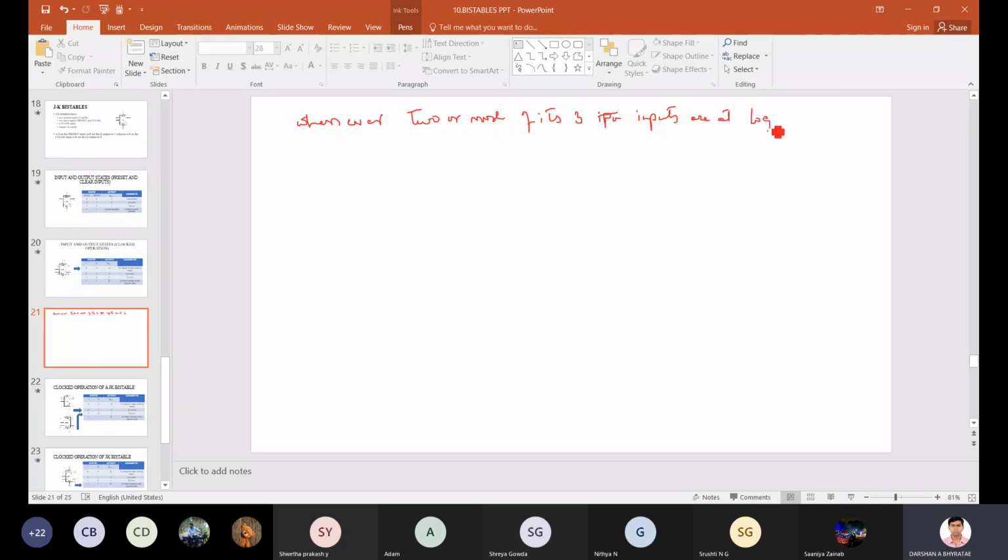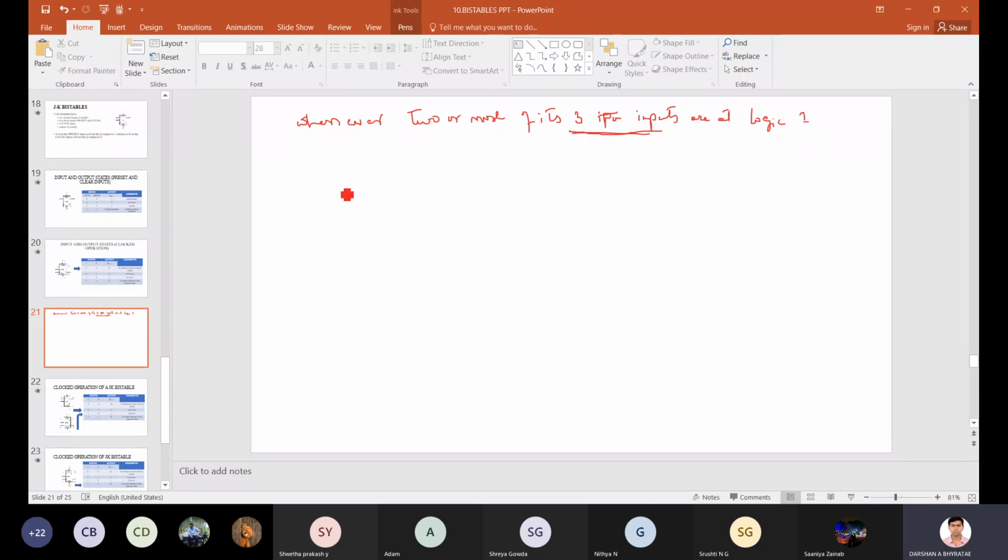Okay. So here in the question, 3 inputs are given. Whenever 2 or more of its 3 inputs. Nothing but how many inputs? There are already 3 inputs given in the question.